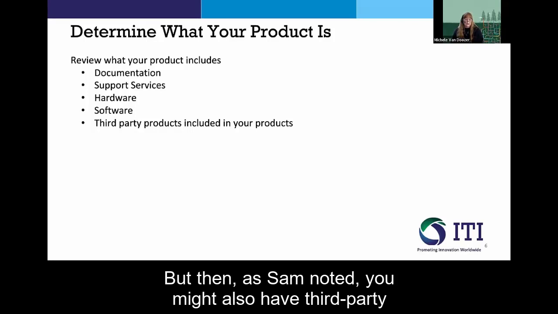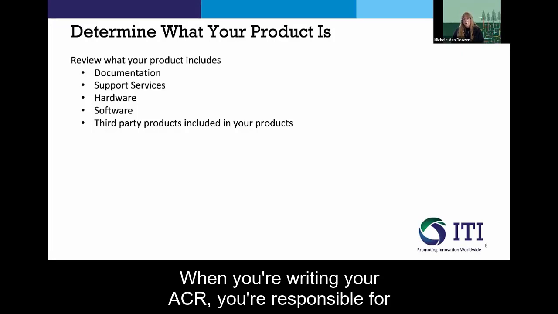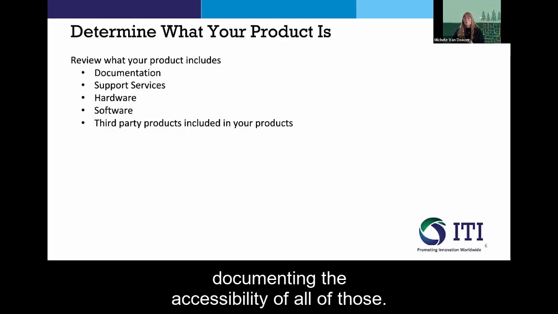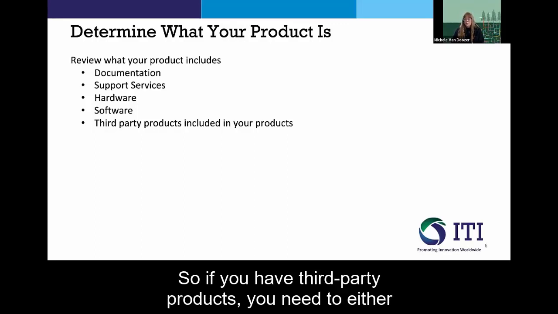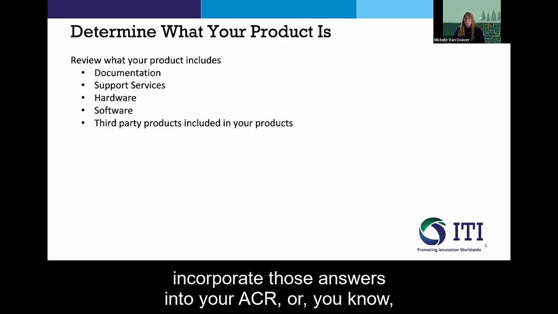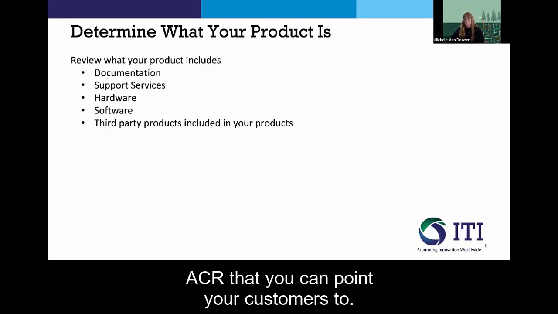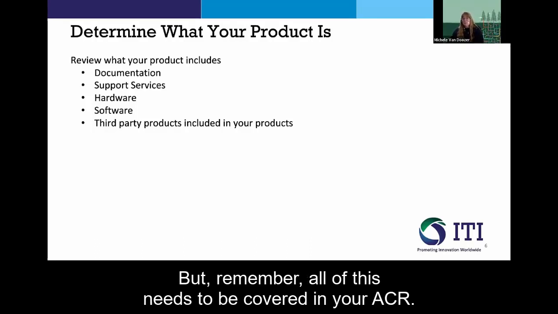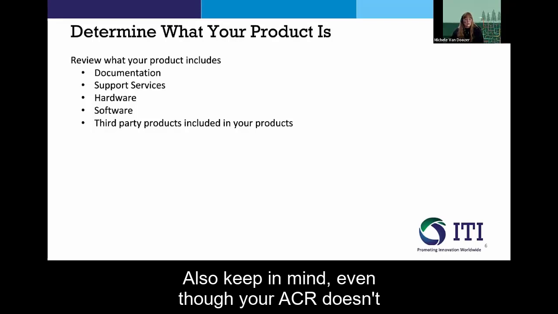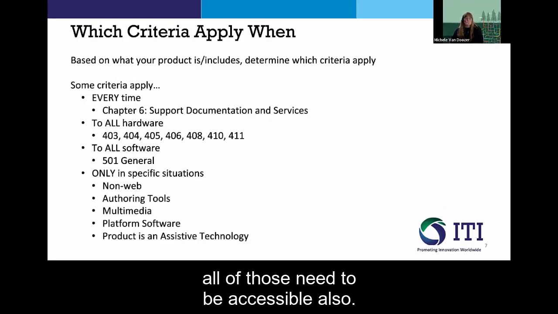But then, as Sam noted, you might also have third-party products that you incorporate into your product or ship with your product. When you're writing your ACR, you're responsible for documenting the accessibility of all of those. So if you have third-party products, you need to either do the accessibility testing and incorporate those answers into your ACR, or, at the worst case, make sure that the third party has an ACR that you can point your customers to. But remember, all of this needs to be covered in your ACR. Also keep in mind, even though your ACR doesn't cover things like marketing and your company websites, all of those need to be accessible also.